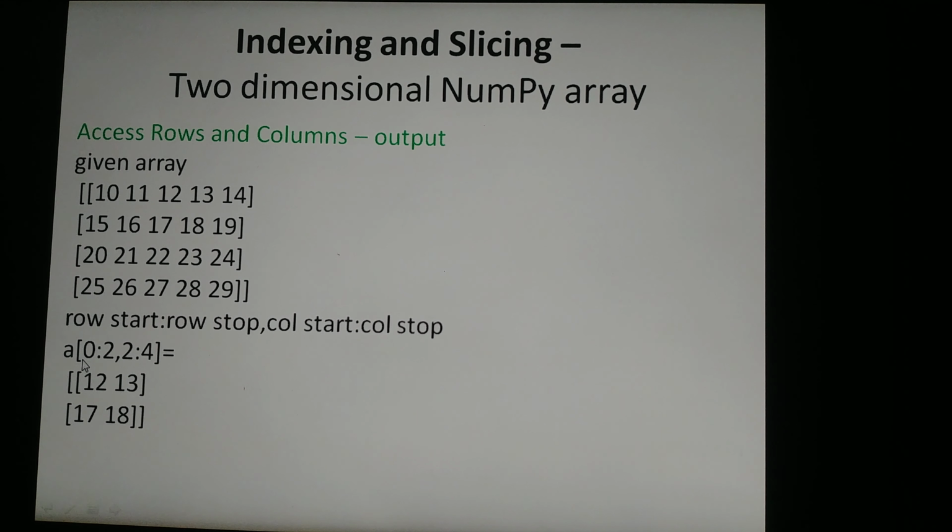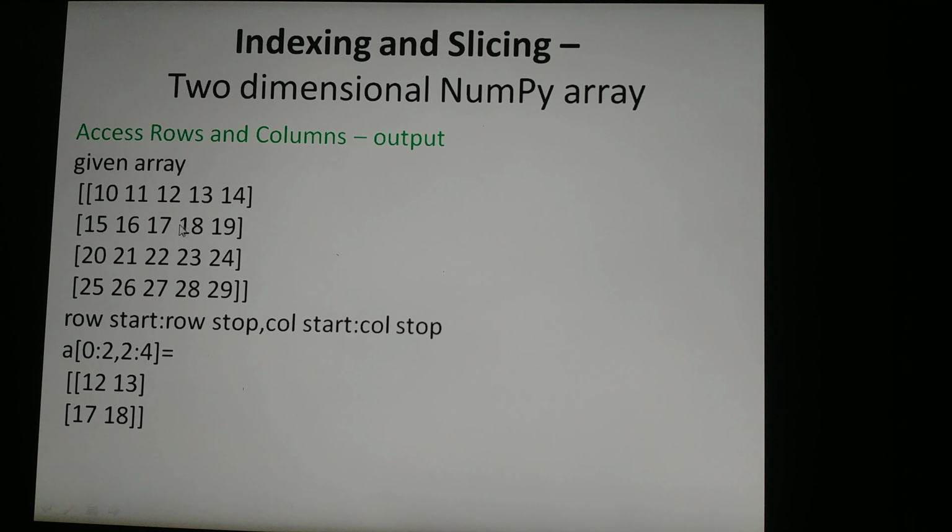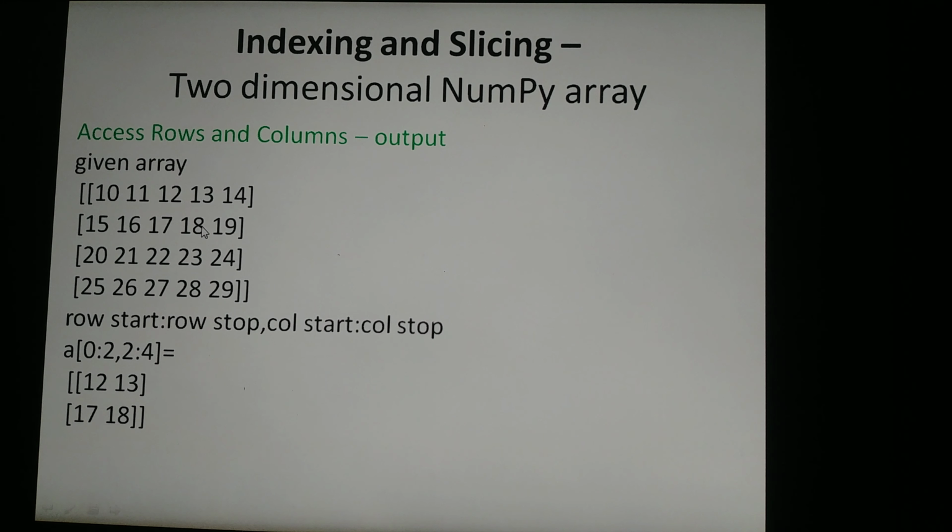0 to 2, that means 0 to 1 row I have to take. So I should take this row and this row. And 2 to 4 means this is column 2, and 4 means I have to stop at 1 column before 4, that means I have to stop at 3. So I should consider second column and third column. So 0 is row this, and 2 to 4 means 12 and 13, and since this is 2 I have to stop at 1. So this is my first row, so it is 17 and 18. That is second row and third row.